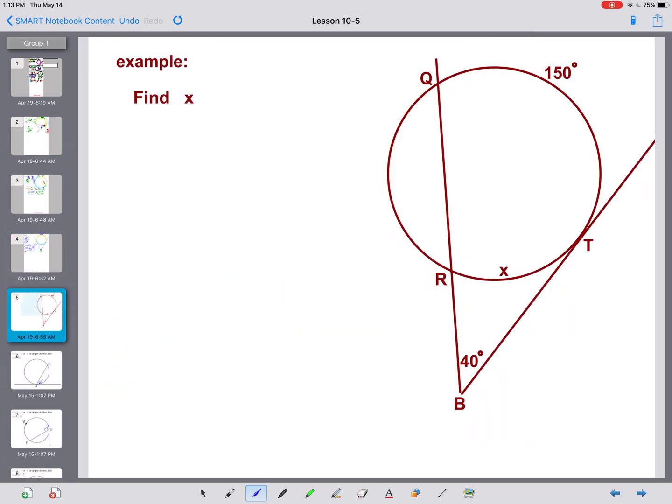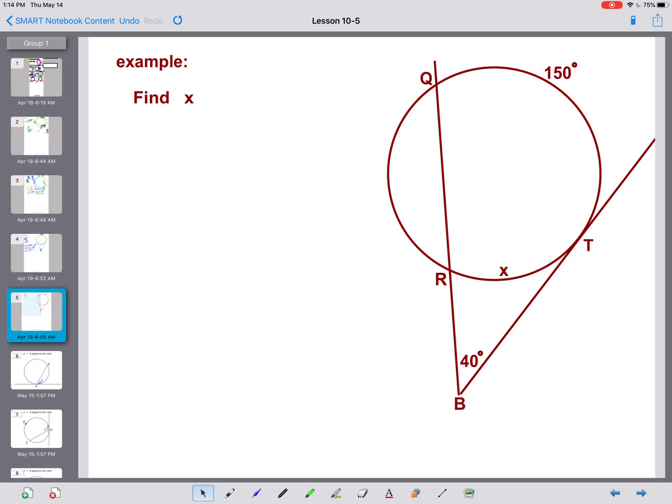Okay. Here's another problem. What do you got here? What type of lines do you have, first of all? What are those? Yeah, you got a tangent here because it touches the circle at only one spot. You got a secant right here because it goes through the circle at 2 spots and it keeps on going.